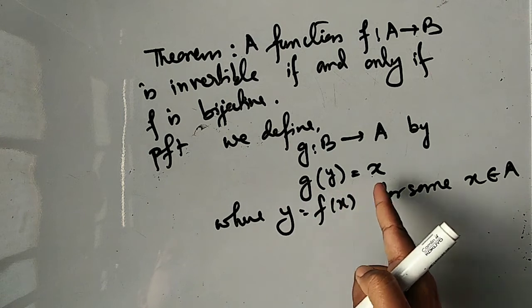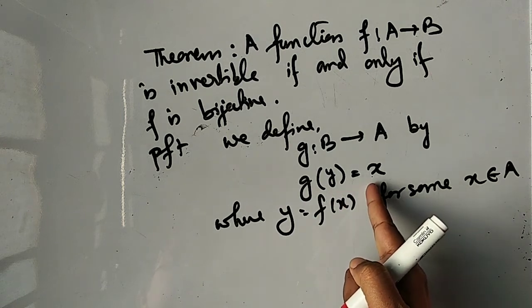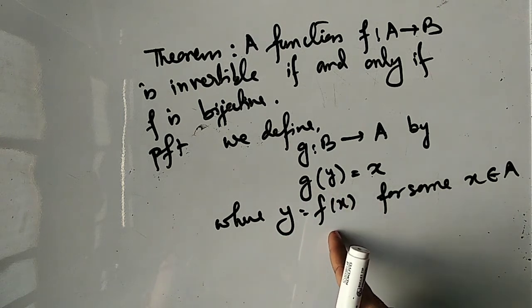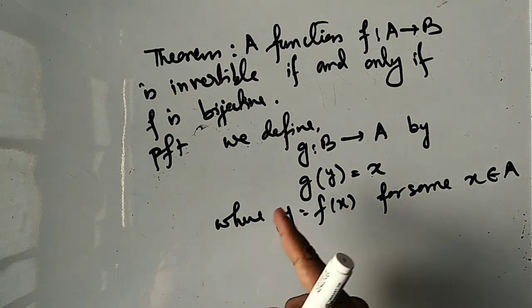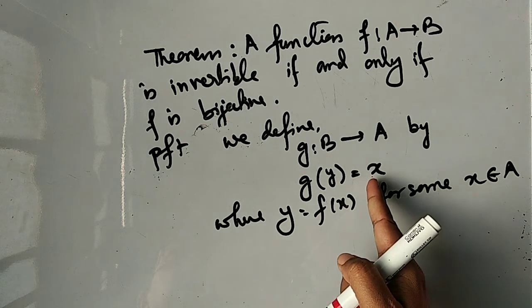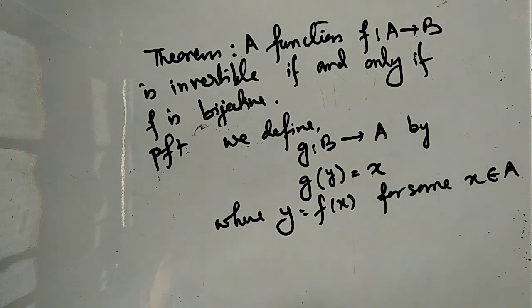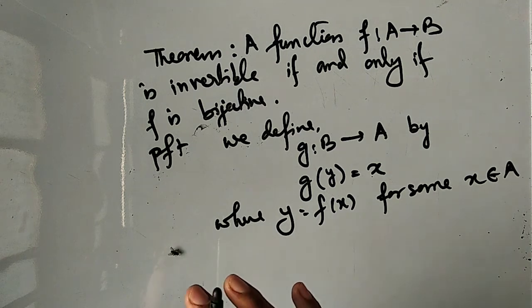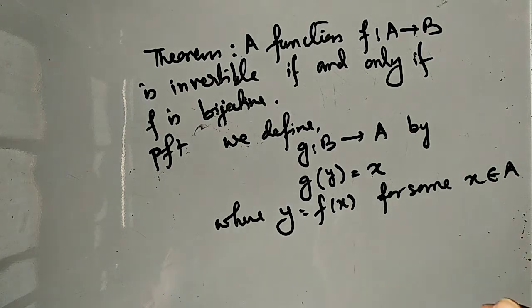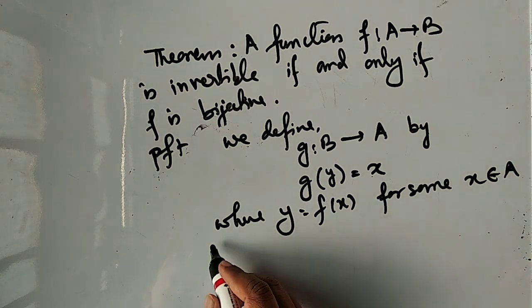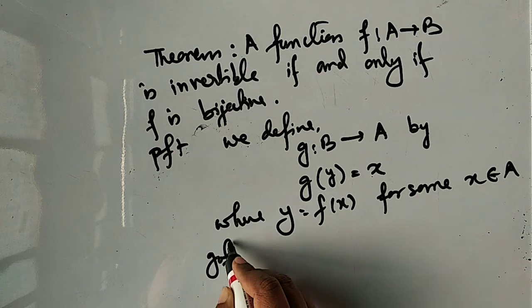As I have already told, this x is unique, which means y equal to f of x is also unique. So this map is well defined, because y maps to a unique point x. Now it is enough to show that g of f is an identity map on A and f of g is an identity map on B. Now let us check first g of f.